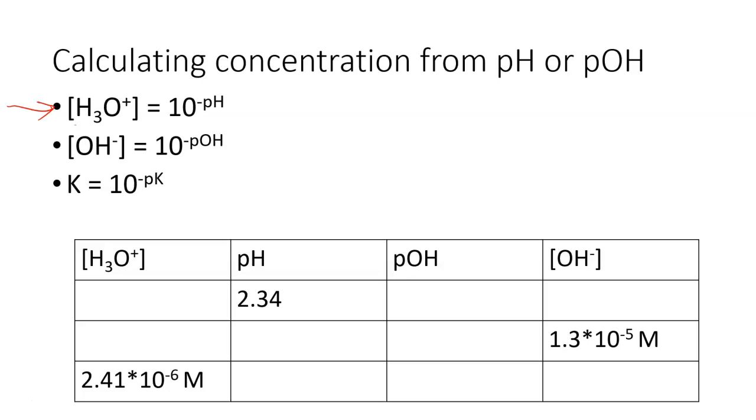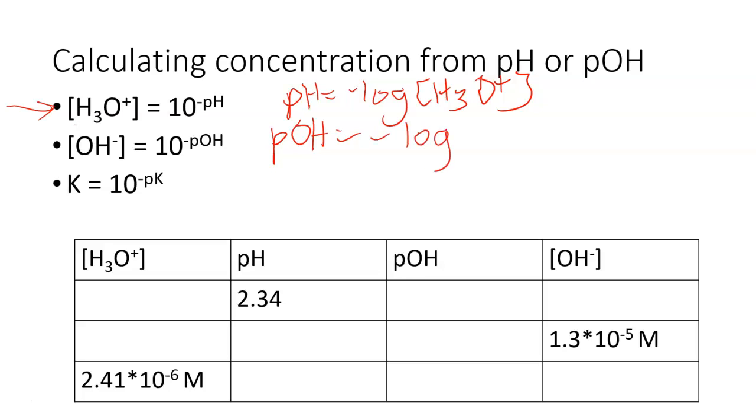So we're going to combine this with our previous equations. Remember, pH is equal to negative log of H3O+, pOH equals negative log of OH-, and pH plus pOH equals 14. We're going to use these equations to solve in this table here.